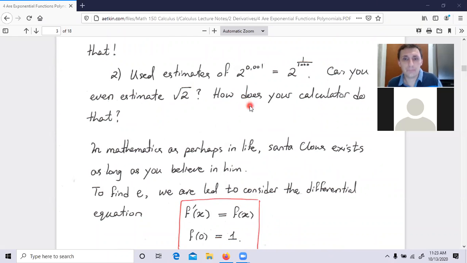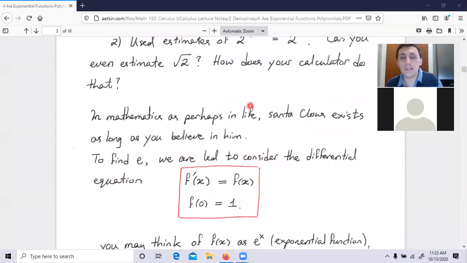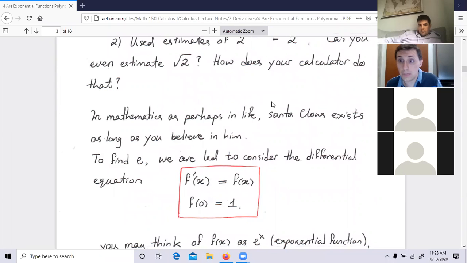So here is something that's pretty interesting, right? In mathematics, that's really true. You can give arguments like that. Why does Santa Claus exist? It's because you believe in Santa Claus. The existence is a direct consequence of your belief. And I will show you how that works, okay?